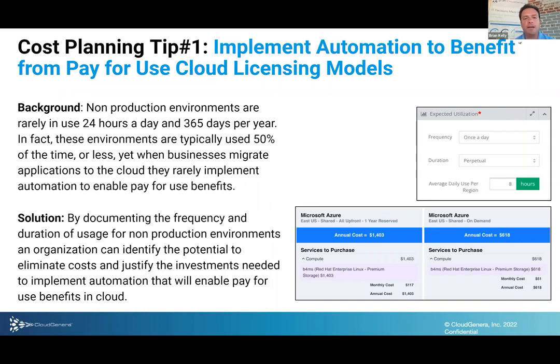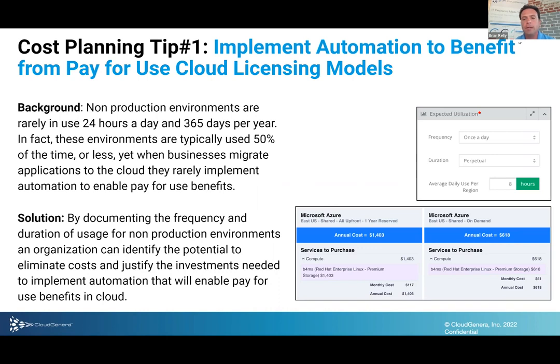Yet when businesses migrate applications to the cloud, they're rarely implementing the automation that will enable those businesses to benefit from pay for use. The solution? CloudGenera advocates documenting the frequency and duration of usage for these non-production environments. By doing so, your organization can identify the potential to eliminate costs and at the same time justify the investments that are needed to implement the automation that will allow your business to benefit from pay for use in the cloud.